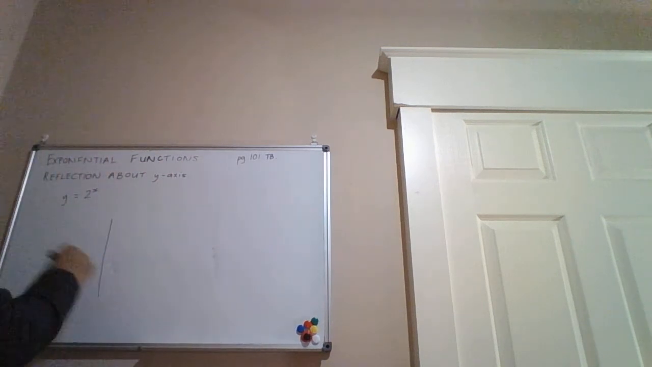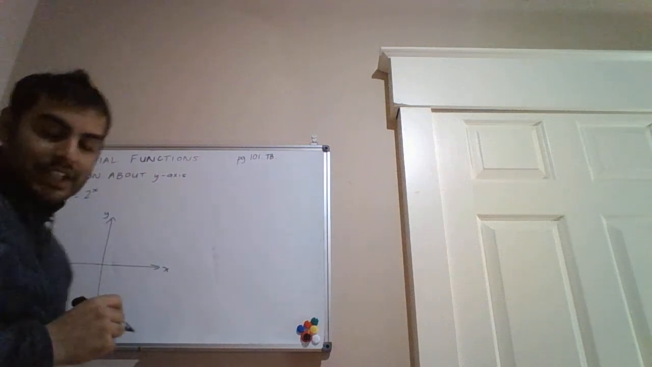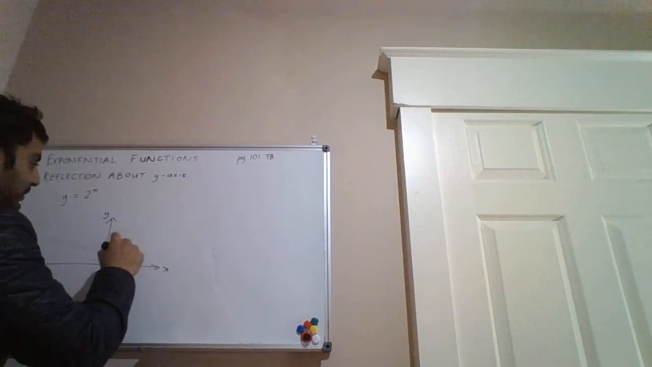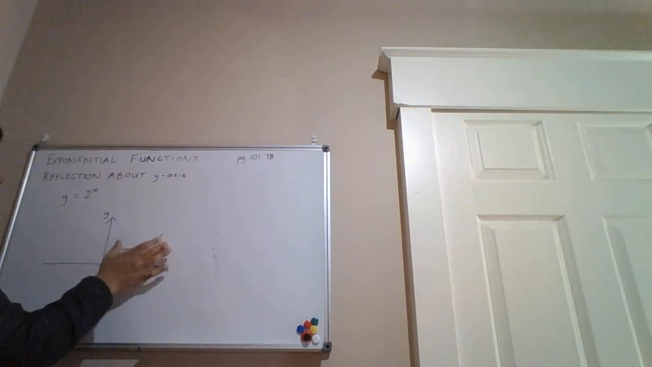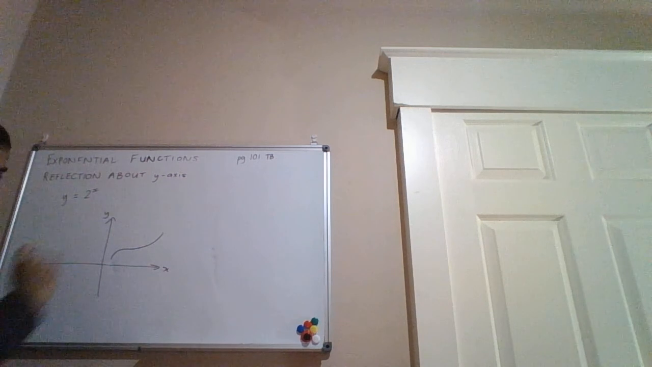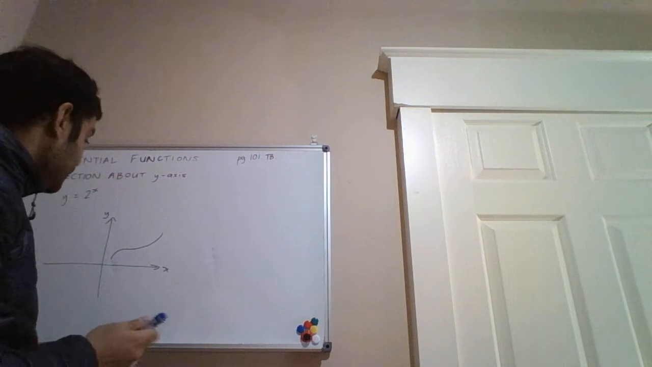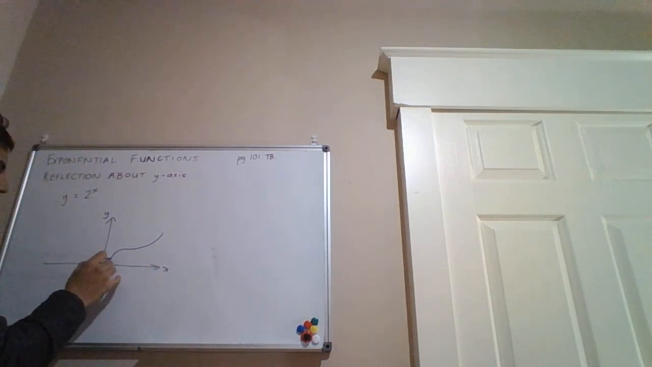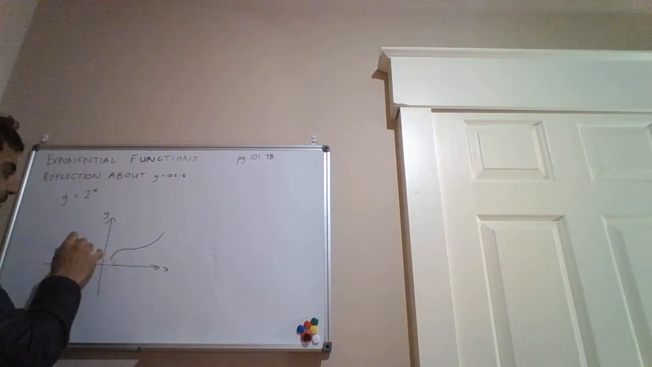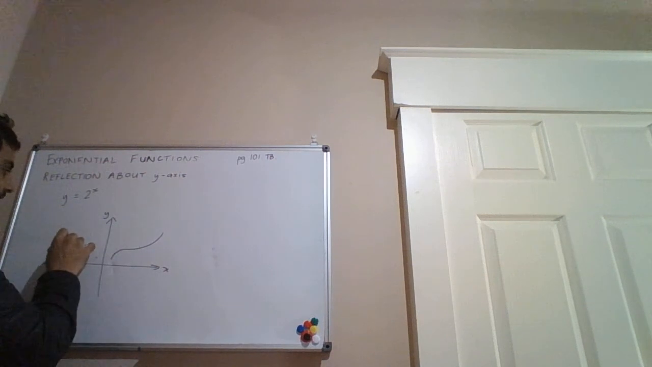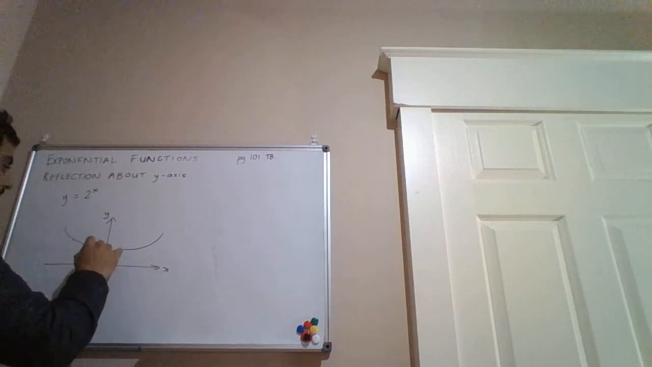Just to refresh, if we have an x-axis and a y-axis, and say we have a graph that looks like this, if we reflect about the y-axis, we take this and we reflect it. Let me use another color to try to illustrate. So this point over here gets reflected here. This point gets reflected. This point somewhere here, this point somewhere here. So we get a graph that looks like this.